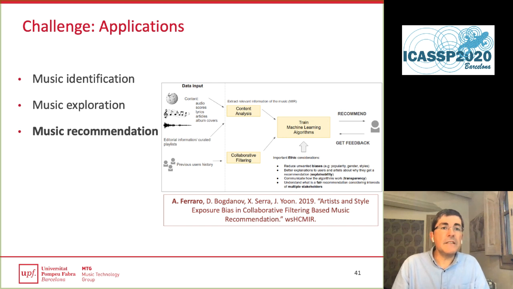Music recommendation is typically based on combining content-based analysis with collaborative filtering and with some machine learning that proposes some songs, and then there is some feedback from the user that can have a feedback process that can improve this recommendation.